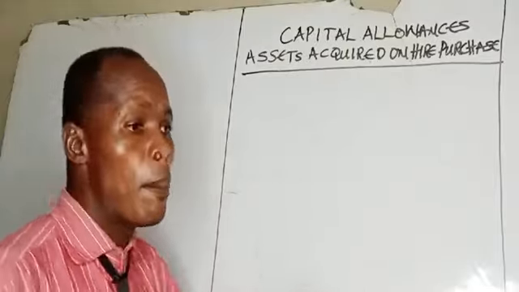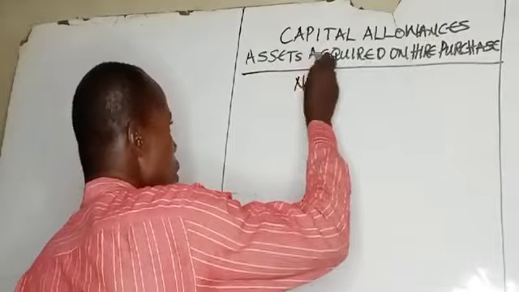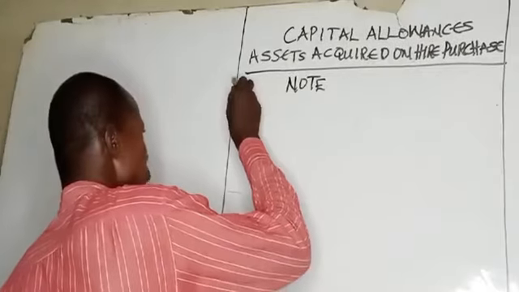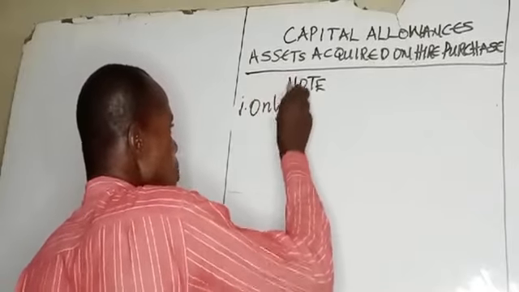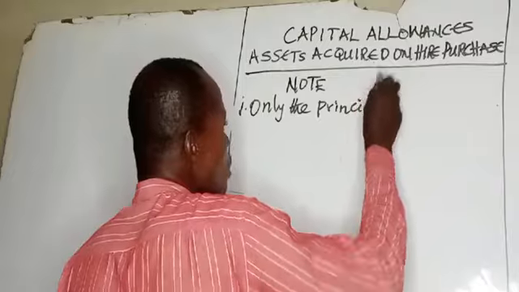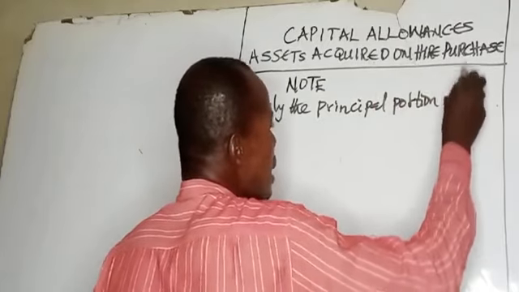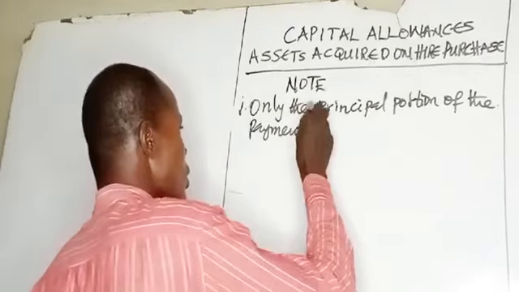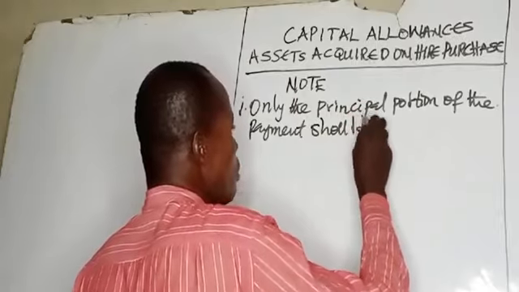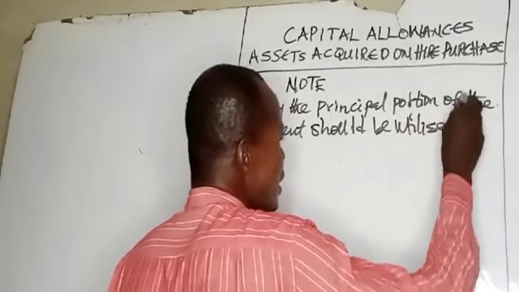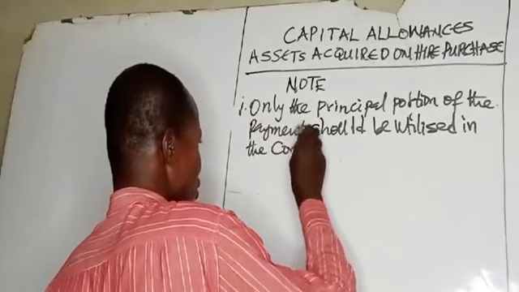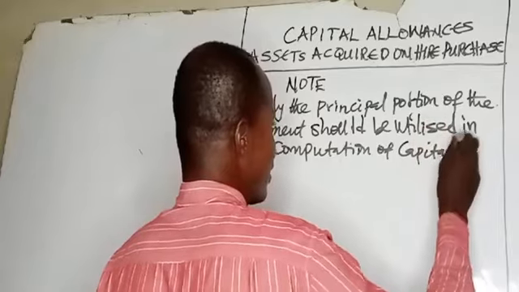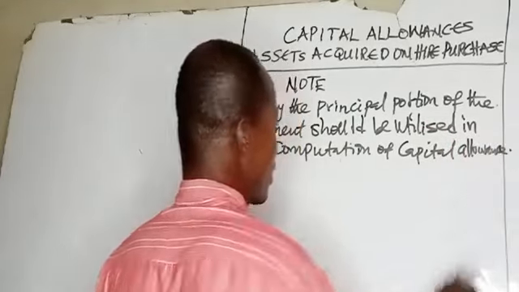For capital allowance computation purpose, I want you to note the following. Number 1: only the principal portion of the payment should be utilized in the computation of capital allowance. So, the interest element should be excluded.